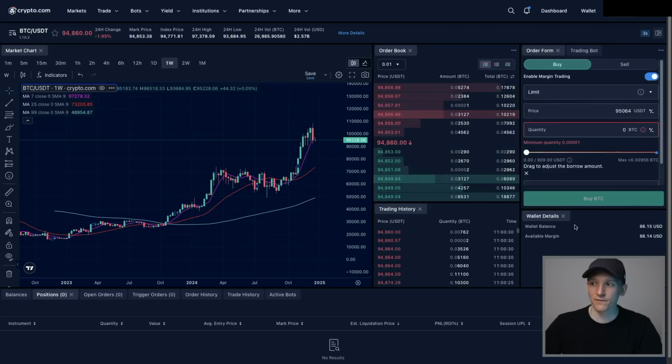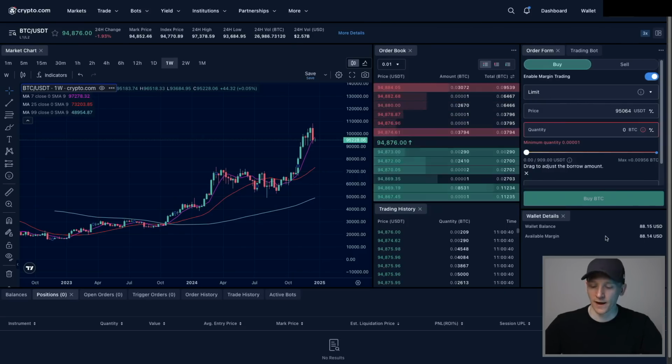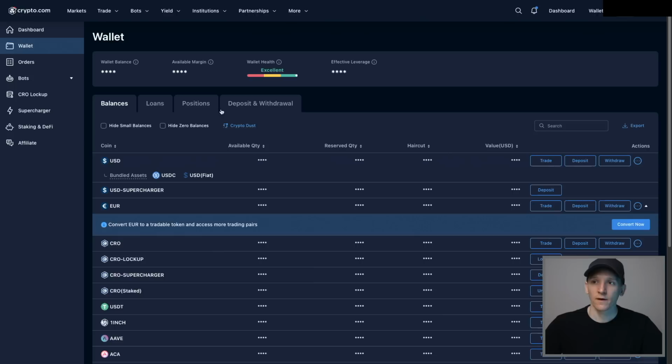There are some terms we need to know before opening any trades. Wallet balance and available margin you can see in your spot trading account here. We're going to go over to our wallet, and then you can see that all here as well. Wallet balance is the total value of your account. So cash, any crypto that you have in there, any open positions, and that will change over time with prices. Available margin is the total amount that you have to open new margin positions. It'll work it out based on your cash or your assets that you have there.